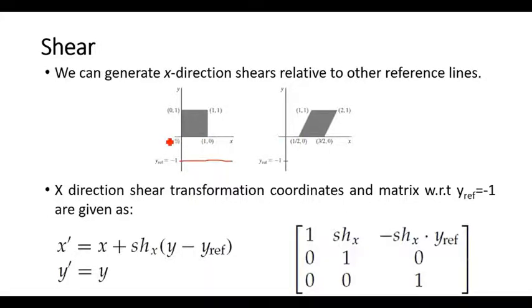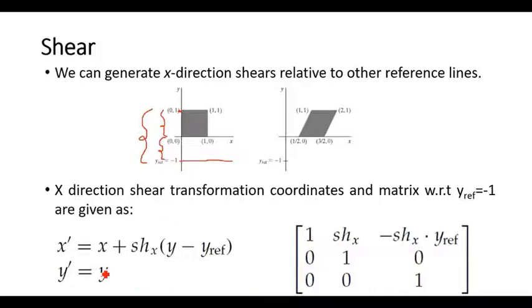The reason is there is some kind of offset with the reference line, right? So we have to take that into consideration. So this distance also we have to do. So in order to do that, this y value only gives us this distance, but we want this distance. So we want to multiply this distance with the shearing factor.